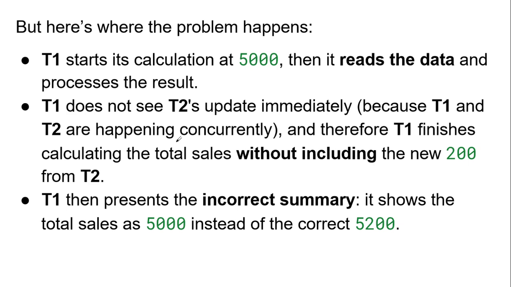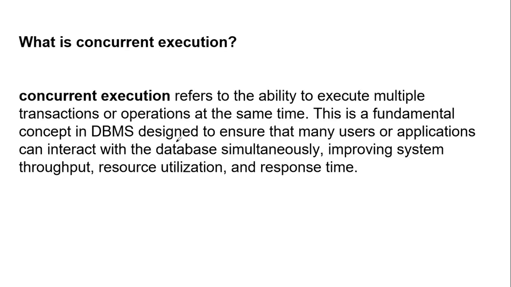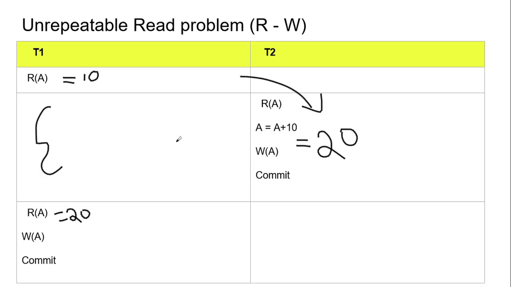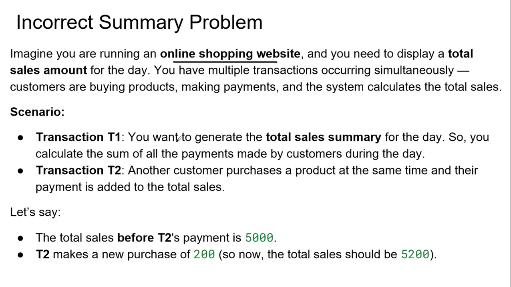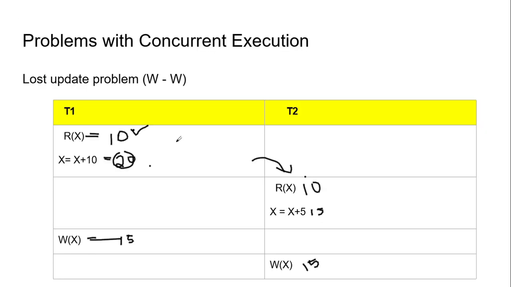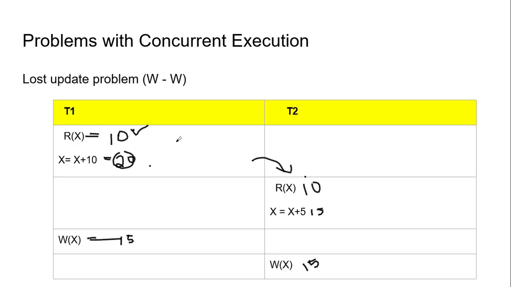So that's it. These are all the problems that occur in concurrent execution. I hope you have understood. The lost update problem, the dirty read problem, the unrepeatable read problem and the incorrect summary problem. These are the main problems that you can write under concurrent execution.